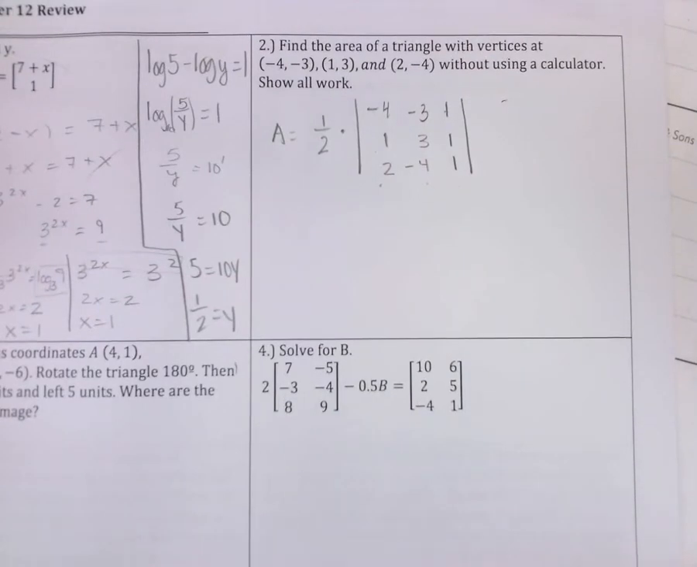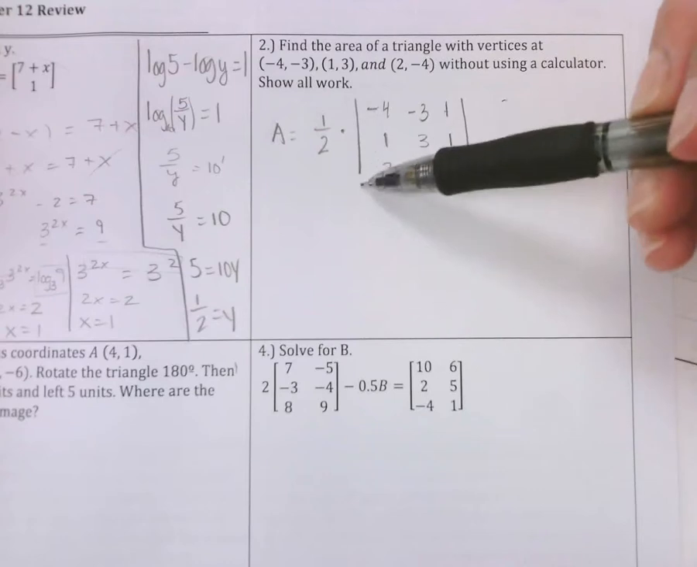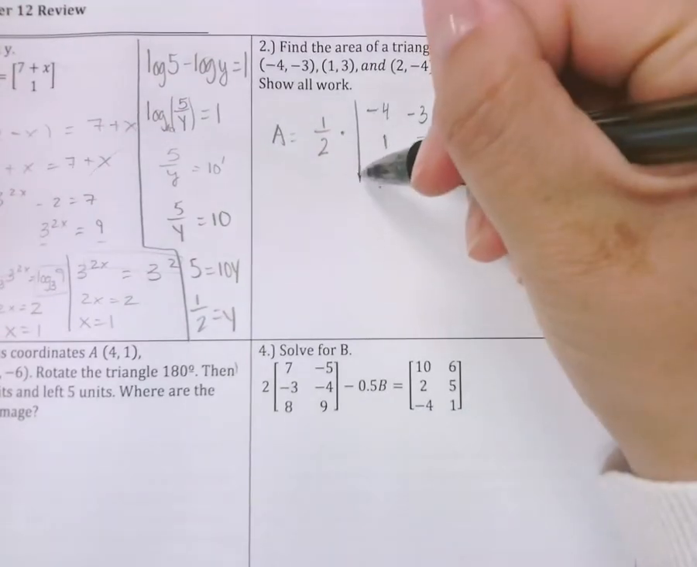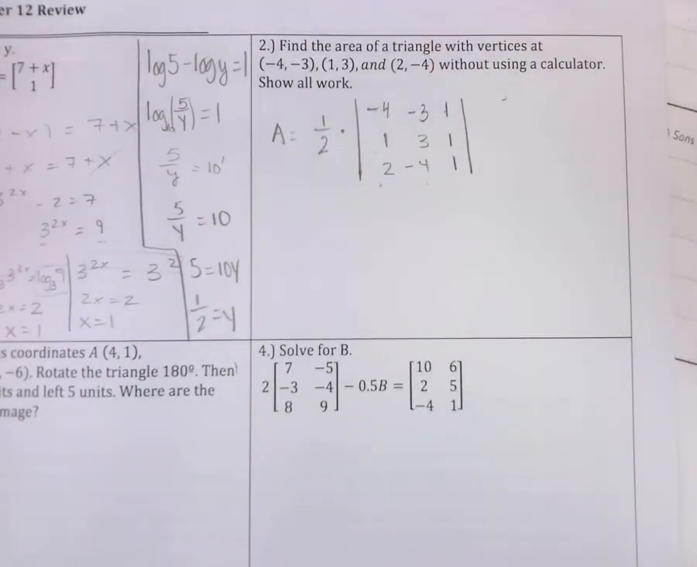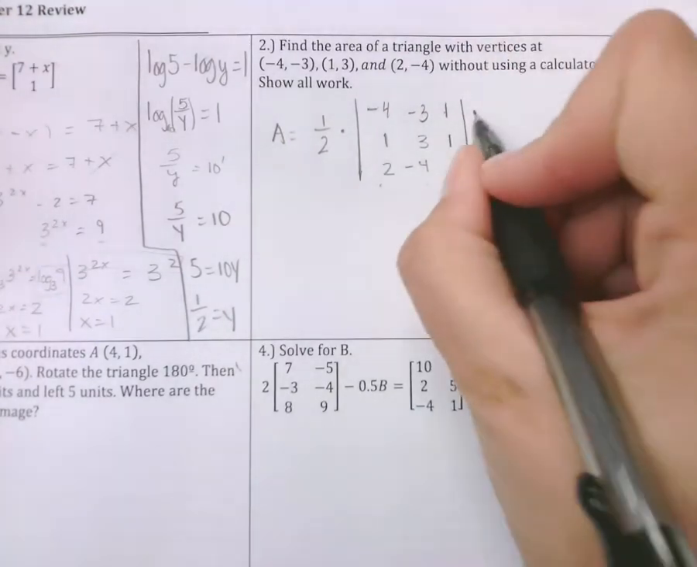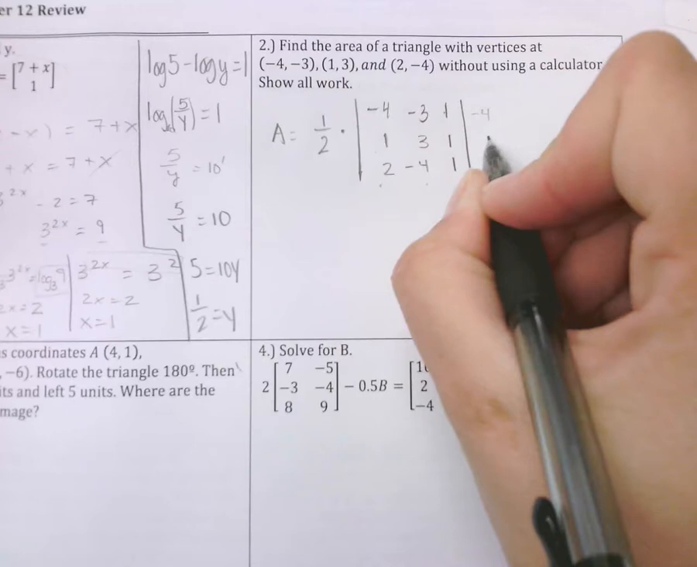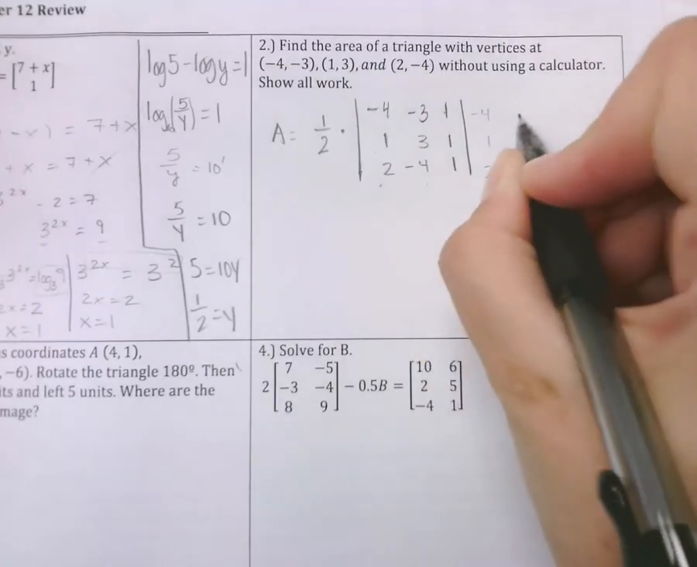Since it's a determinant, these are straight lines. They're not matrix brackets, they're straight. And it says without using a calculator, so you're going to show work. The first thing you do to find the determinant without a calculator is rewrite the first 2 columns.